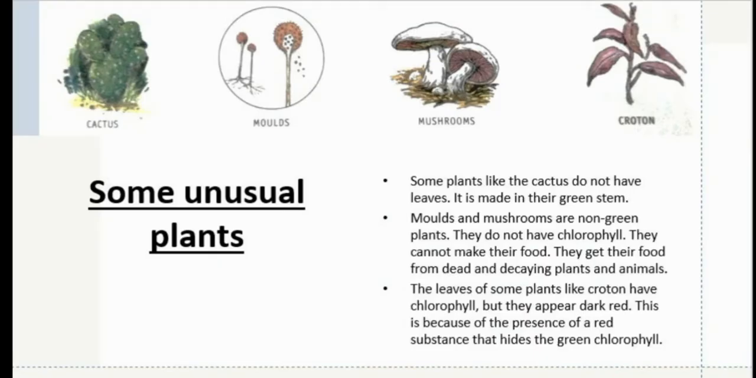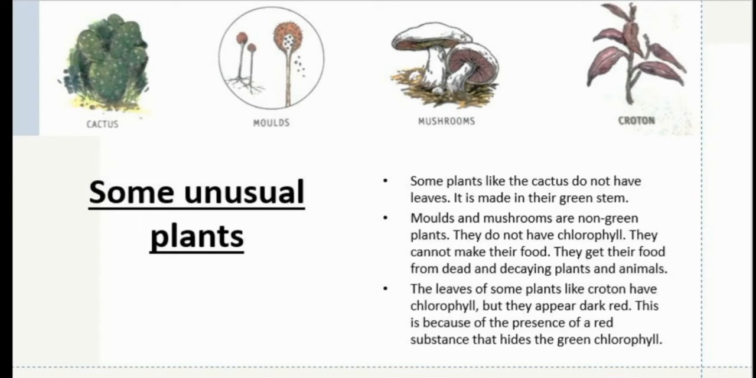Next we will learn about some unusual plants, like cactus. Cactus is an unusual plant. Why? Because it doesn't have leaves. Okay, cactus do not have leaves. So then where is the food being made? The food is made in their green stem. They have a green colored stem in which the food is made for the cactus.